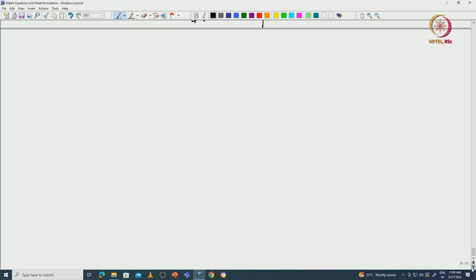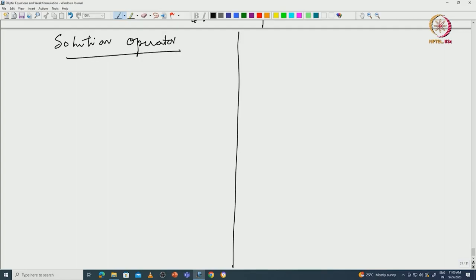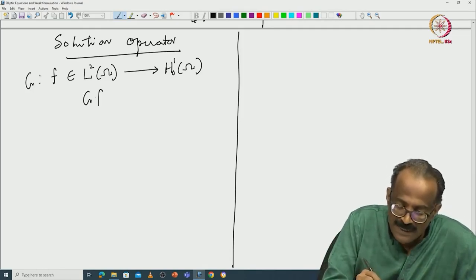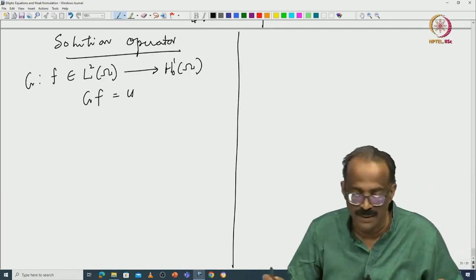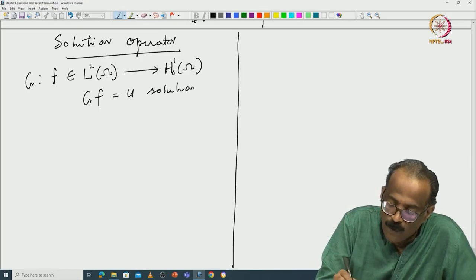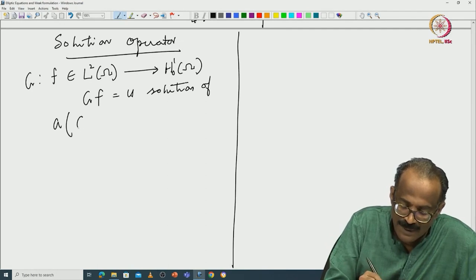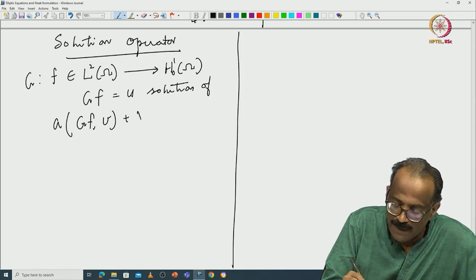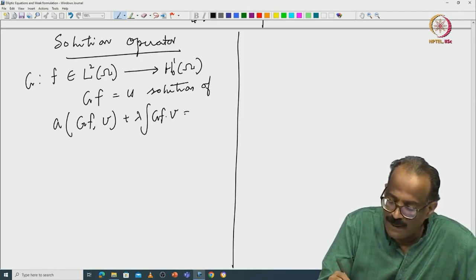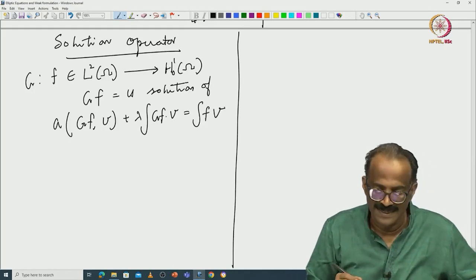So how do we proceed further? We have a solution operator. So what is the solution operator? You have f in L2 of omega, that gives you a solution in H1 naught, and we call this mapping G. So Gf is equal to u, the solution of the previous problem: A(Gf, v) plus lambda integral of Gf v equals integral of f v. So that is what you get, a solution operator.